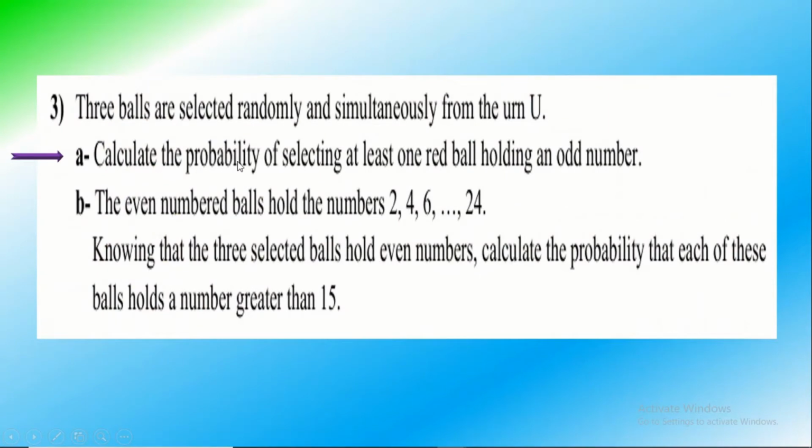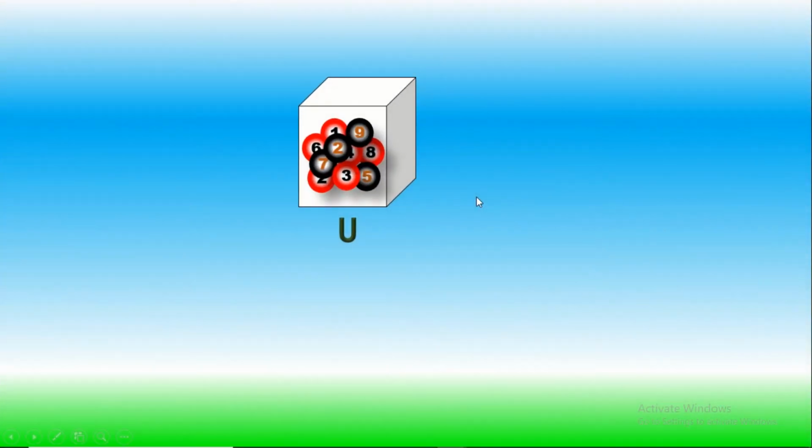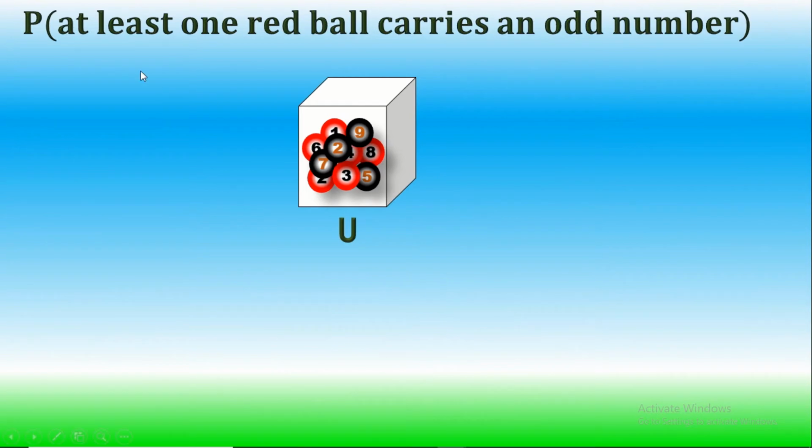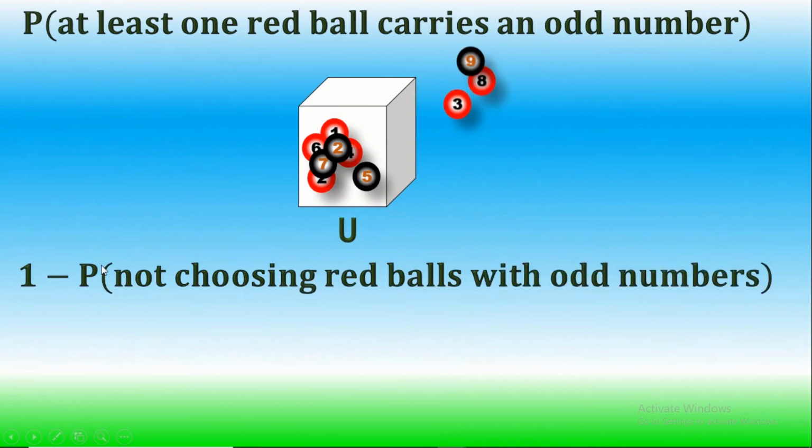Now calculate the probability of selecting at least one red ball holding an odd number. Note that we select 3 balls randomly and simultaneously from the urn. Now what's the probability of selecting at least one red ball with an odd number? The probability of selecting at least one red ball with an odd number is 1 minus the probability of not selecting any red ball with an odd number.